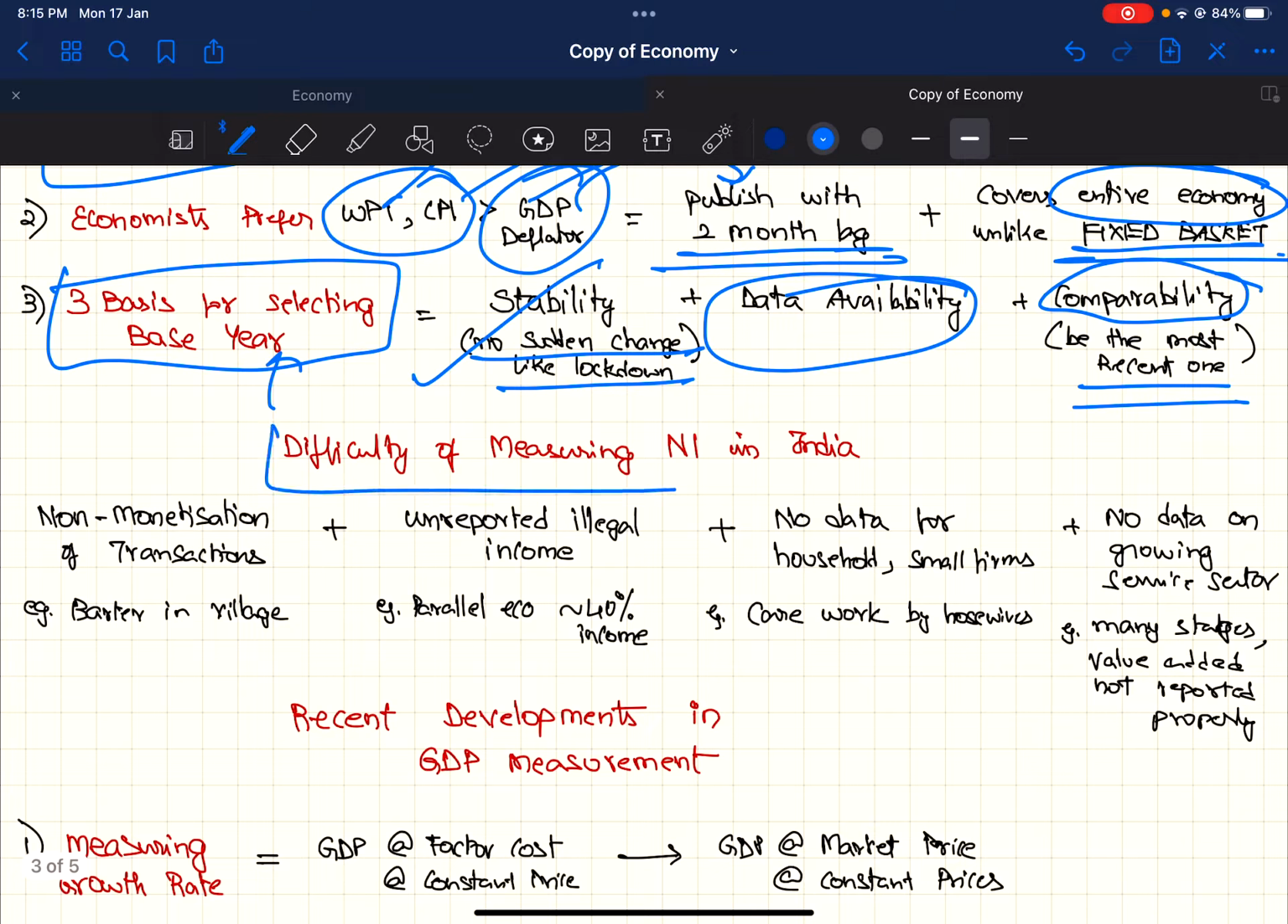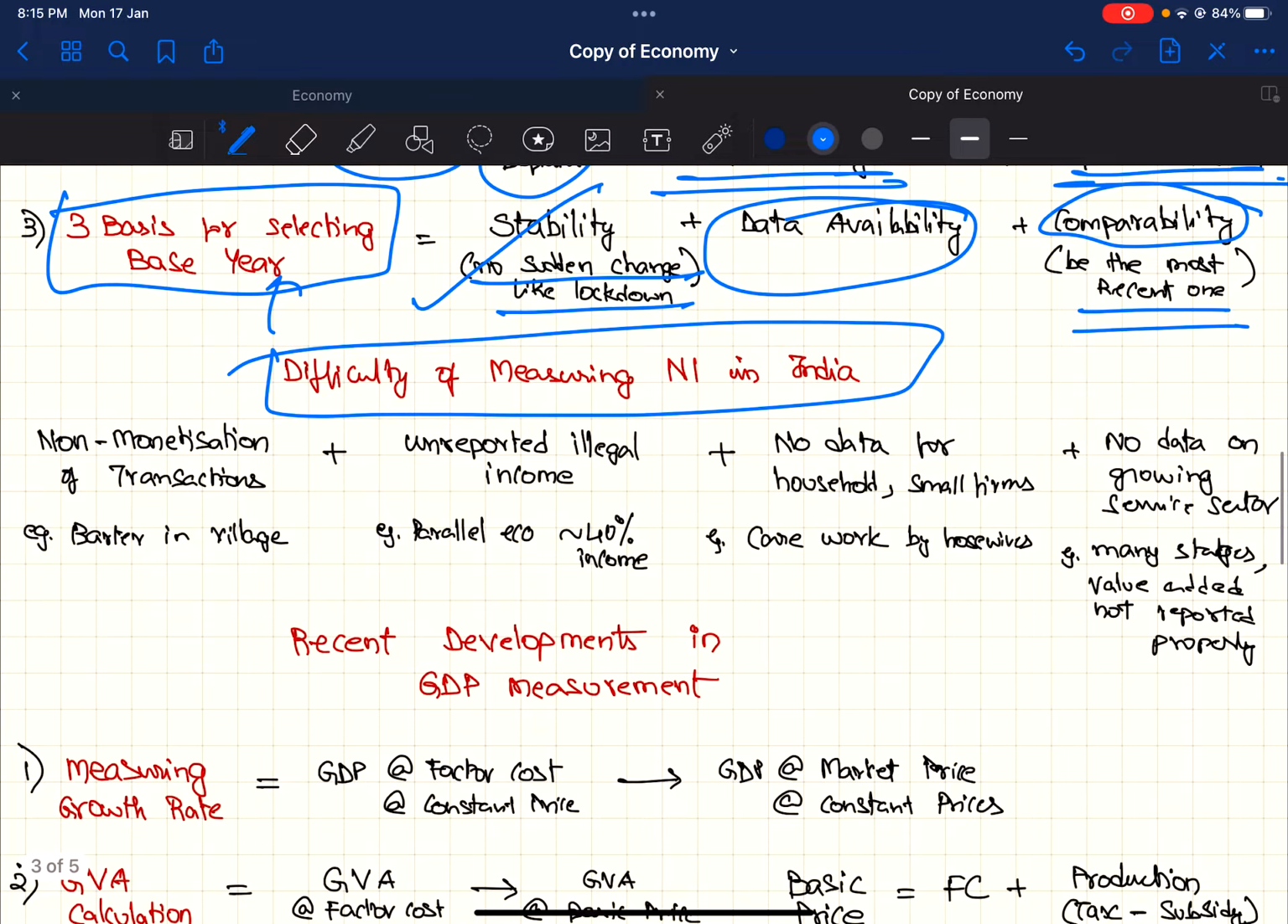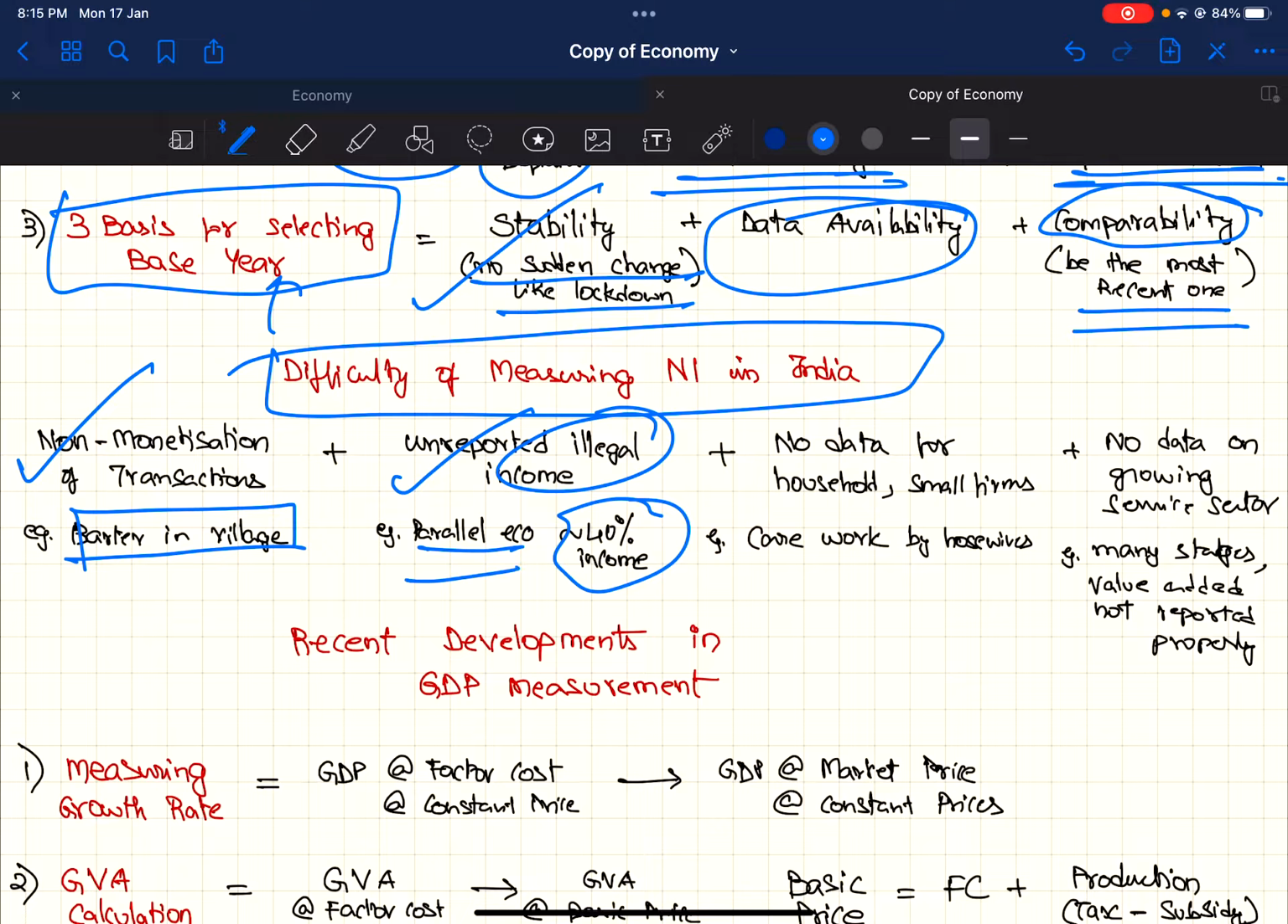Now, why is it difficult to measure NI in India? Non-monetization of transactions. For example, barter in villages. Unreported illegal income. For example, 40% of the income is in the parallel economy. No data for households and small firms. Example, care work done by housewives.